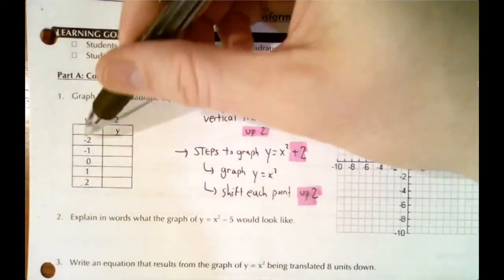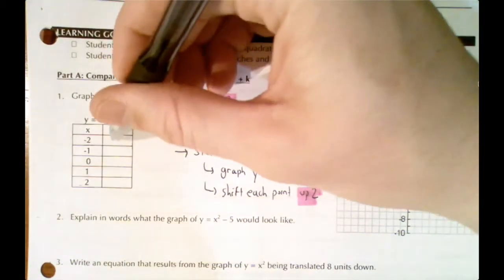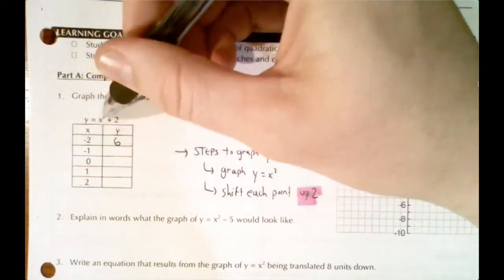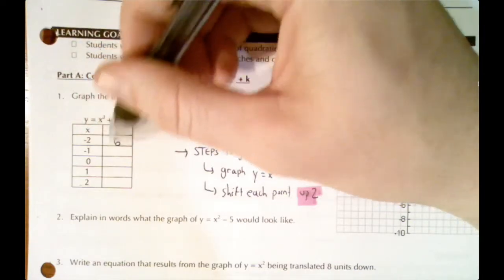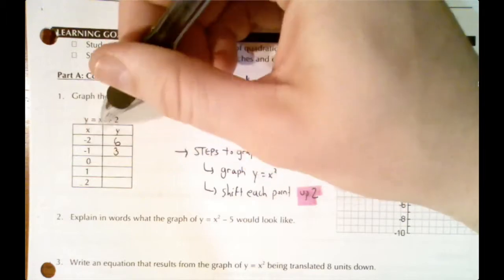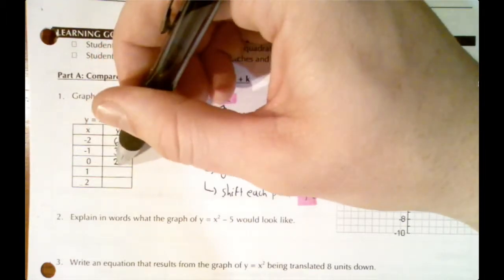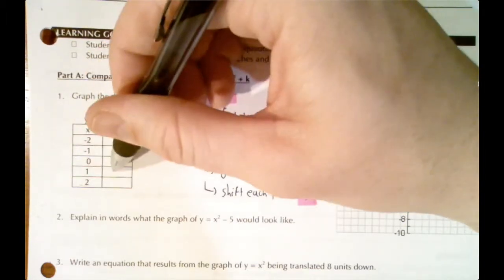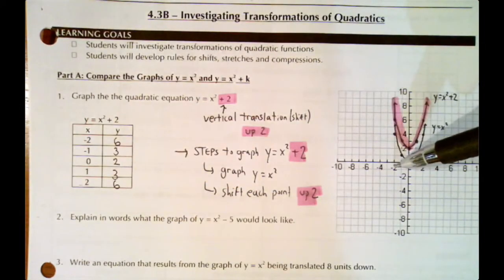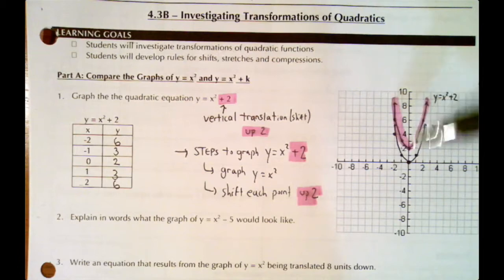And now we just made this graph without using a table, but we could use the table to check. How do we do that? Well, negative 2 squared is 4 plus 2 is 6. Negative 1 squared is 1 plus 2 is 3. 0 squared is 0 plus 2 is 2. 1 squared is 1 plus 2 is 3. And now we have our symmetrical 6. Let's go check. Negative 2, is it 6? Yes, it is. Negative 1, is it 3? Yes, it is. 0, does it give you 2? Yes, it does. 1 gives you 3. 2 gives you 6. We got it right.